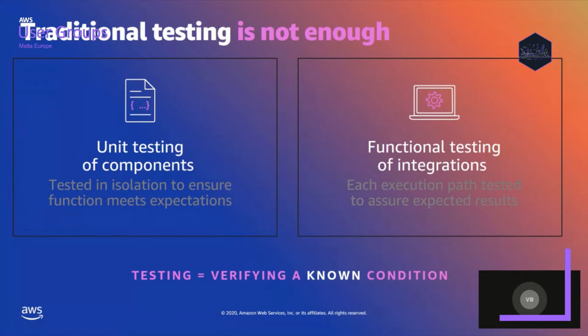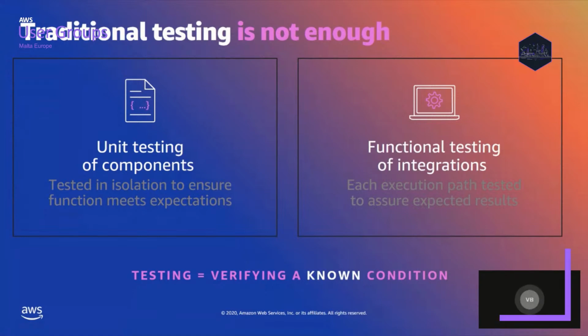You can do your unit testing of your components, where you test a component in isolation on its own to make sure that it is doing what it's meant to do, that is, it's functioning according to expectations. Or you can do functional testing of integrations. And here you're testing end to end in a way. You are testing your execution path to make sure that you're getting the expected results.